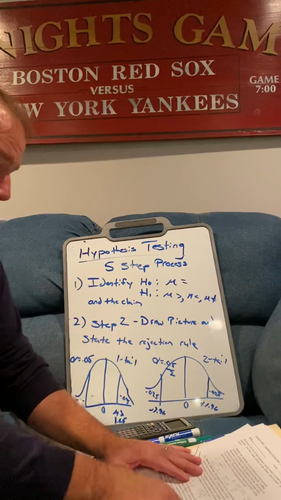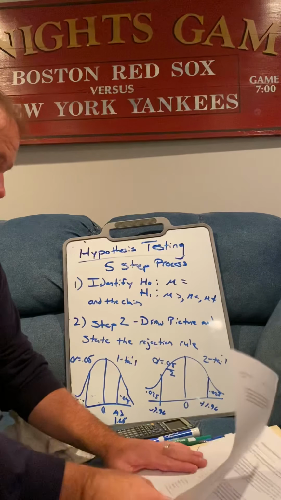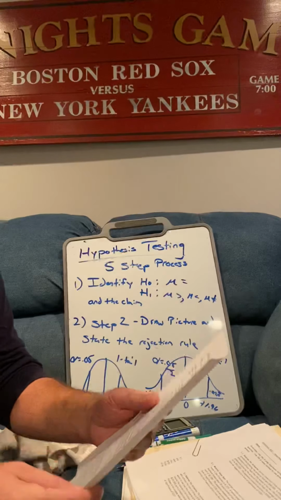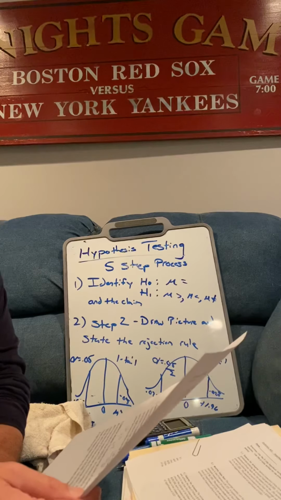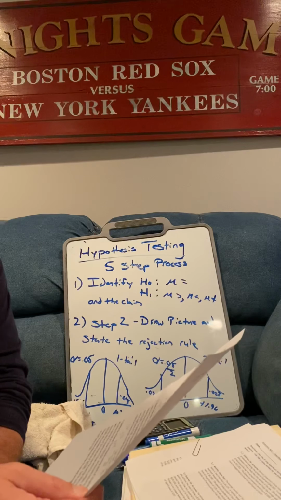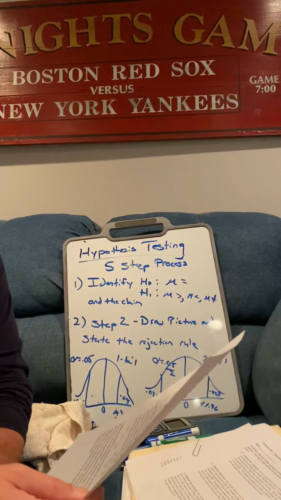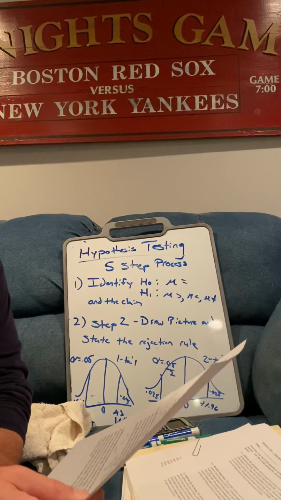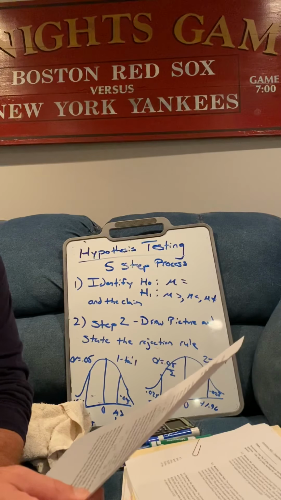So the example that we're going to use, which will be in your Google Classroom, is the hypothesis testing quiz, which obviously isn't a quiz, just a practice paper. But number 1, it says salaries for actuaries. Central Connecticut State University graduates entering the actuarial field earned $40,000. A college placement officer feels that this number is too low. She surveys 36 graduates and finds their average salary to be $41,000. Standard deviation is $3,000. Can her claim be supported at a level of significance of 5%?